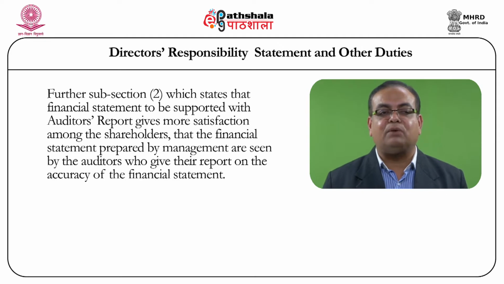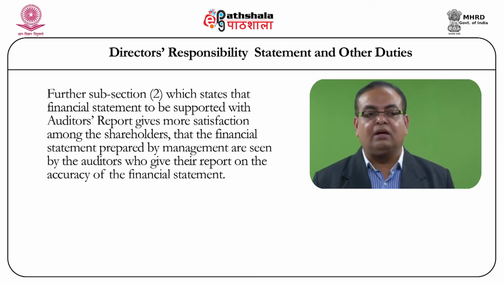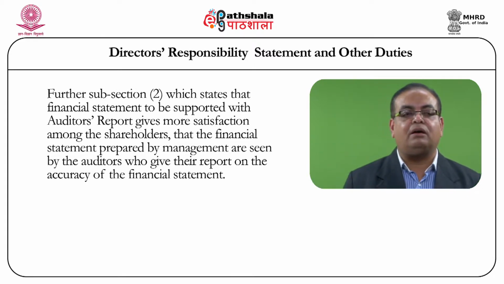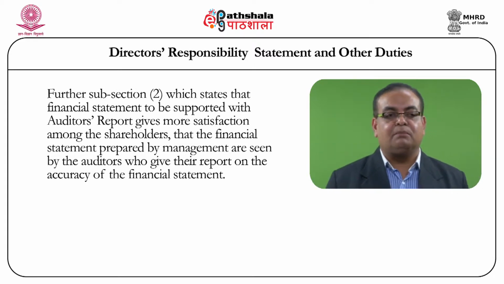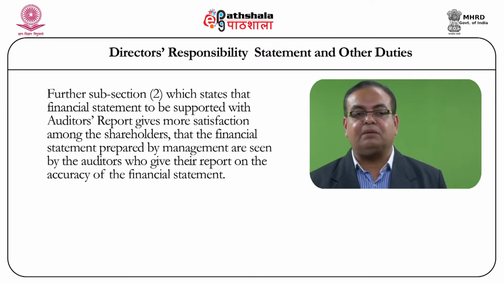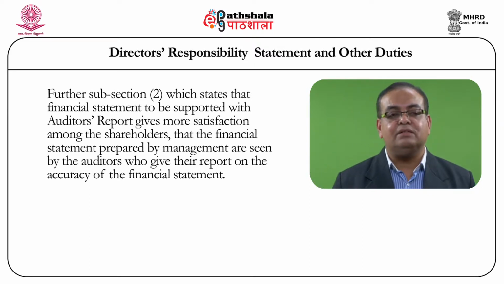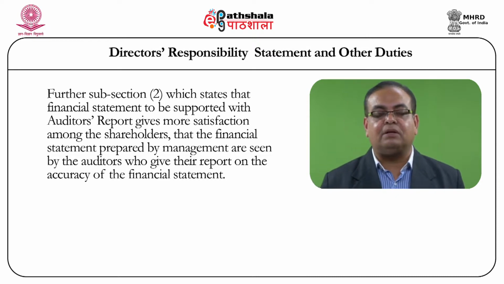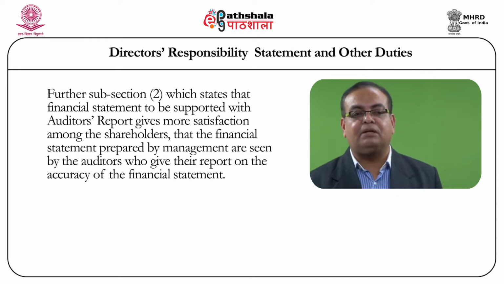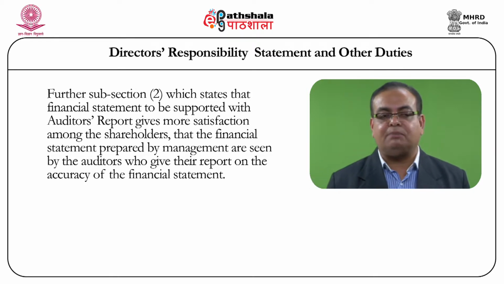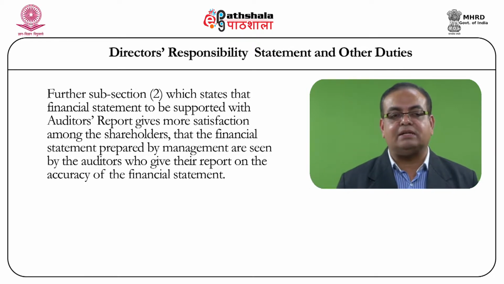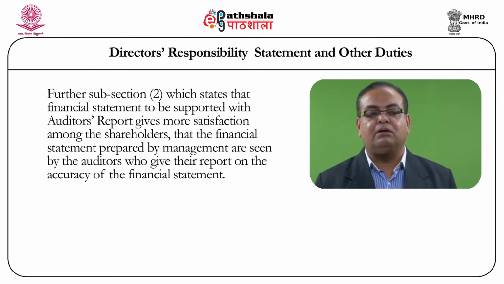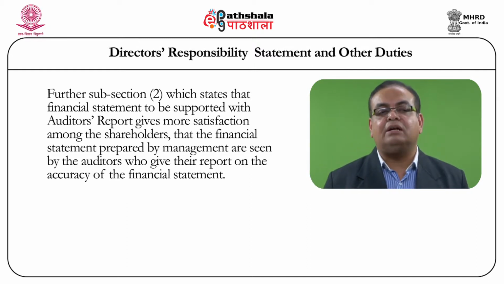Now coming to section 134 subsection 2. This says that whenever the financial statement is to be given to the shareholders, besides the P&L, balance sheet and cash flow statement, there has to be also the auditor's report. Because now the auditors have taken up the work of auditing after the directors have given everything duly signed by them, whether it is a P&L account, balance sheet or any other annexures or notes to accounts. Now the auditors have done their duty, they have checked the accounts and they have given the report.